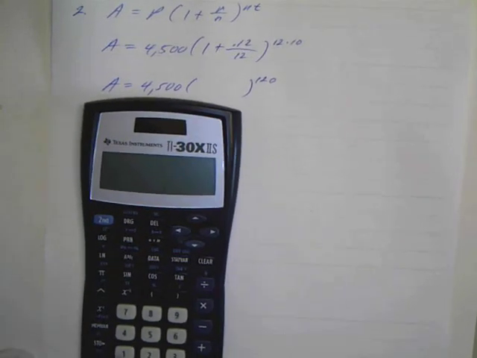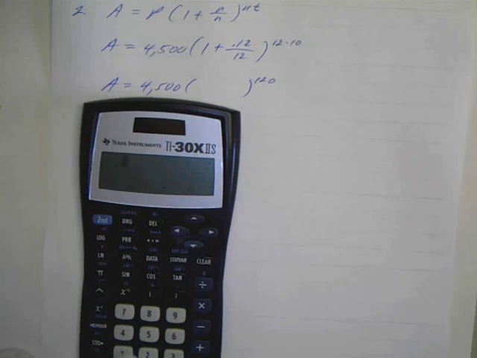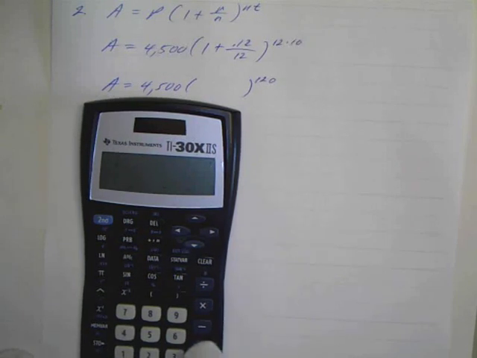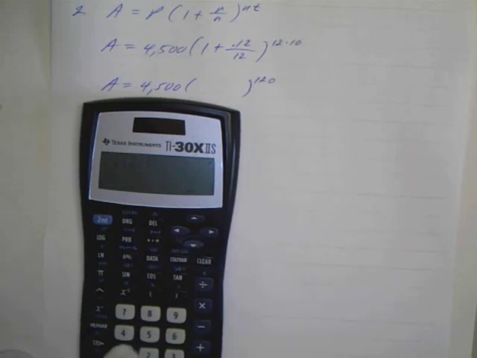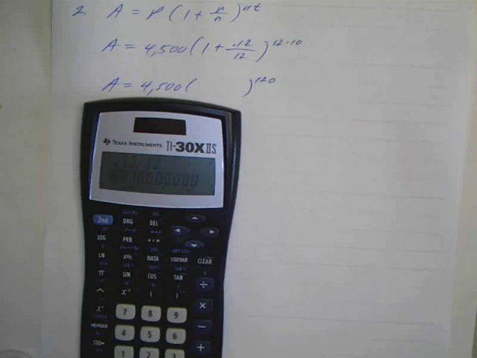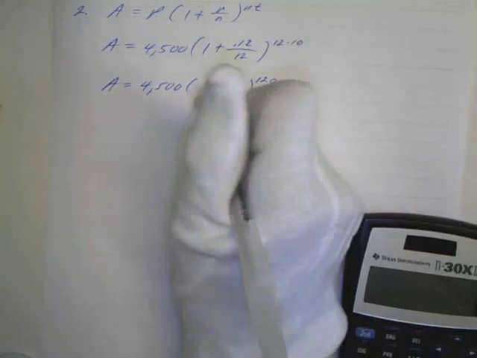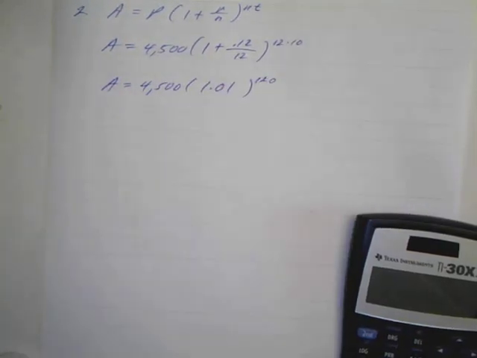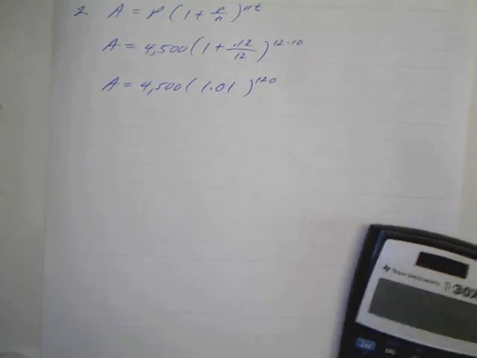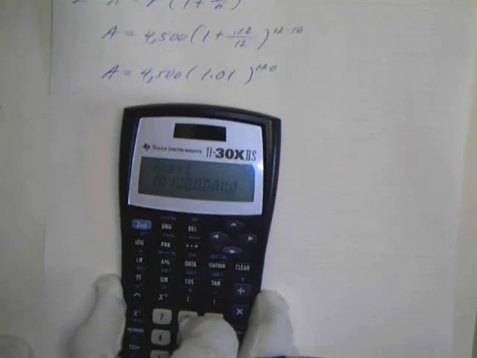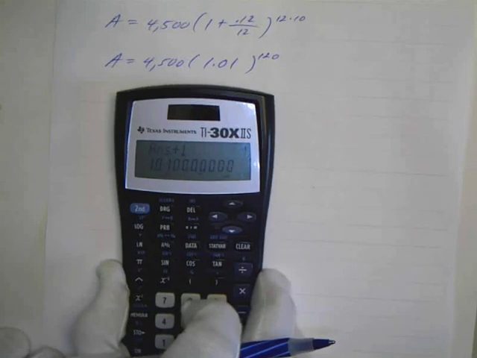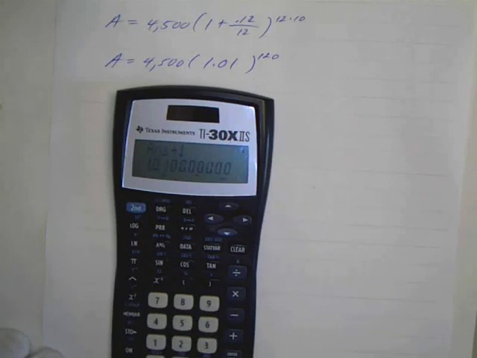And we'll put 1 plus, well, let's clear that. Let's do the 0.12 divided by 12. So 0.12 divided by 12 is equal to 0.01. And then if we add that to 1, we'll get 1.01, and that goes inside the parentheses here. Okay, and then all we have to do is raise that 1.01 to the 120, then multiply it by 4,500. So that's what we're going to do.